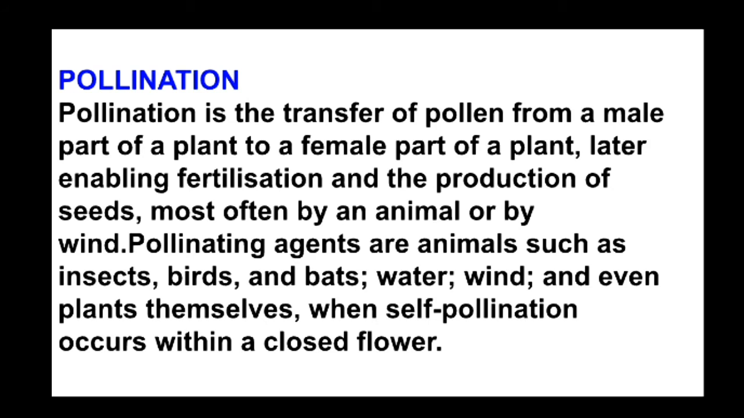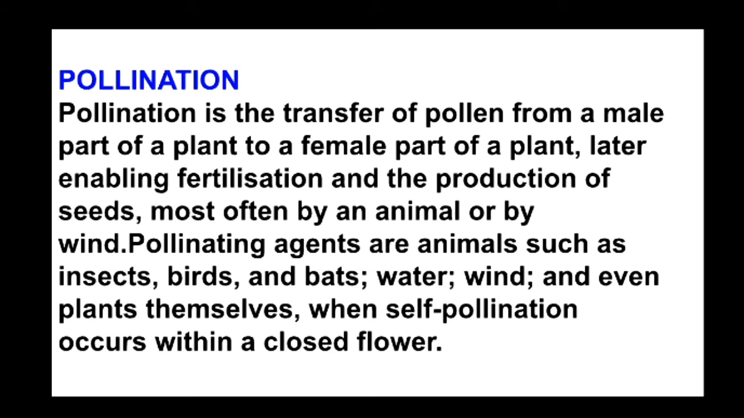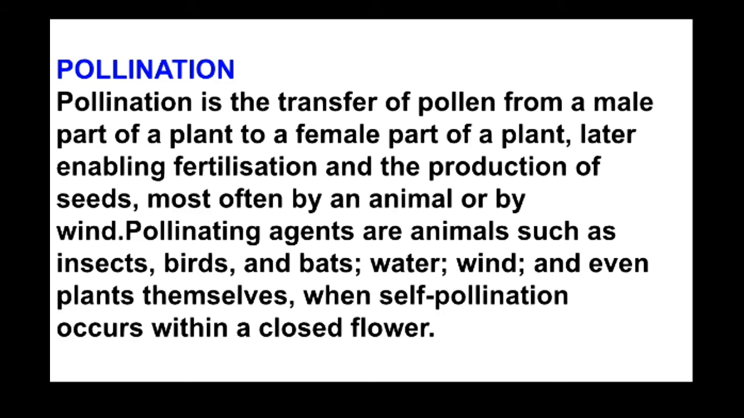We are moving to another process called pollination. Pollination is the transfer of pollen grains from the male part of a plant, that is anther, to the female part of a plant, that is stigma. Thus it enables fertilization and produces seeds. The pollination is aided mostly by animals or by wind. Pollinating agents are animals such as insects, birds, bats, water, wind, and even plants themselves.